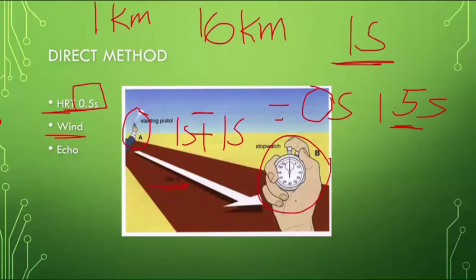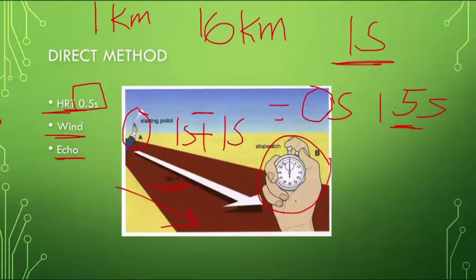Then the effect of wind. For example, there is wind in this direction, and it helps the sound move faster, so the time becomes less, and that gives you an inaccurate value. For that, you can first take your readings like this, and then switch the places of person A and person B. Then the wind will be working in the opposite direction, which would slow the speed of sound, and so they will cancel out the effect of each other.